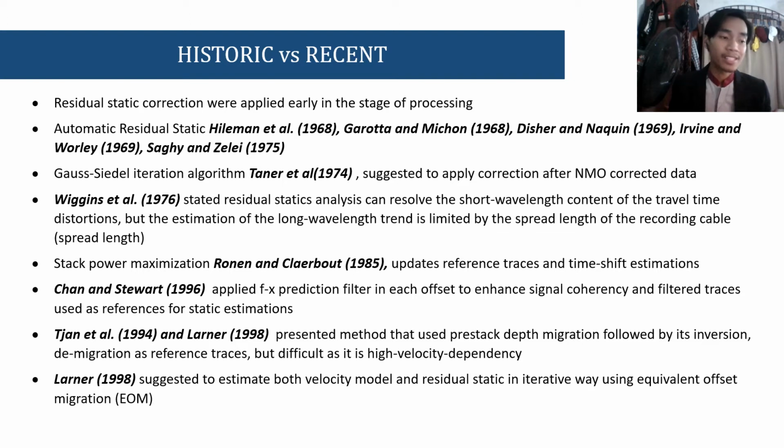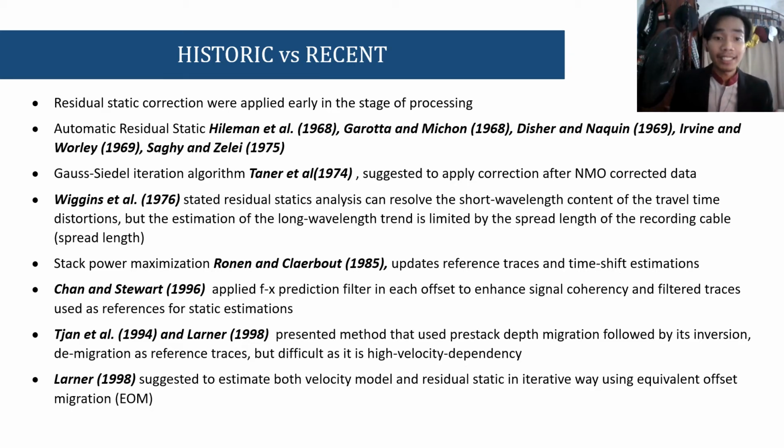This is because the signal coherency between the traces in the common offset domain is independent of the velocity influence, which does not need the velocity information and can be applied before or after the NMO correction, which contradicts a little bit compared to the comments by Tanner et al. in 1974.